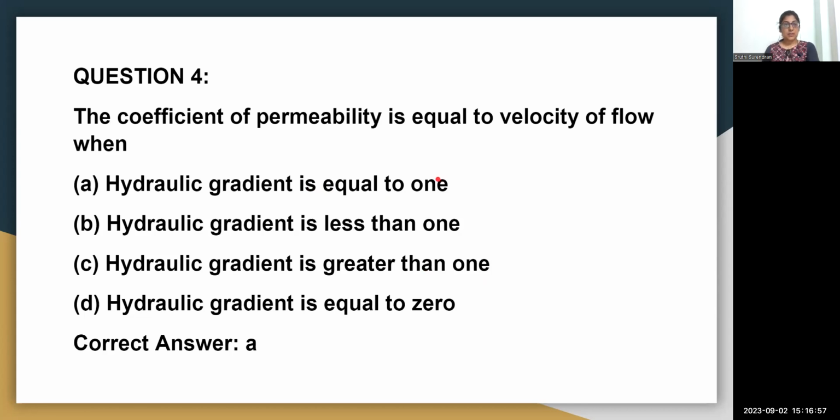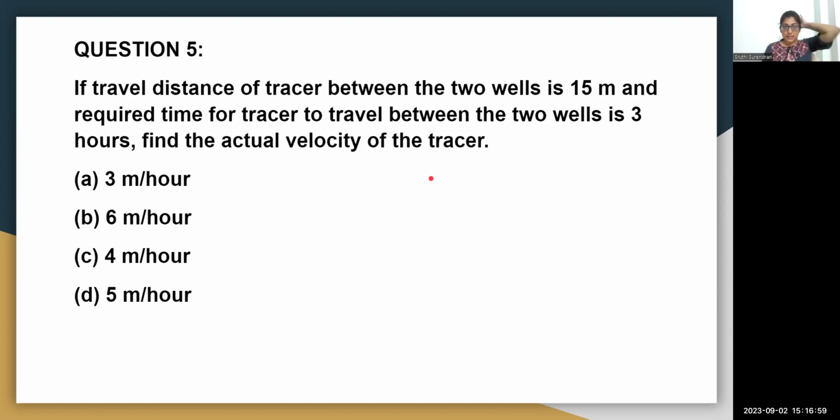Moving on to the next question. Question 5. This is a numerical. So if the travel distance of tracer between two wells is 15 meters and the required time for tracer to travel between the two wells is 3 hours, what is the actual velocity of the tracer? So here they are talking about some tracer. Tracer is nothing but a chemical compound that will help in obtaining the path of the water flow between 2 points.